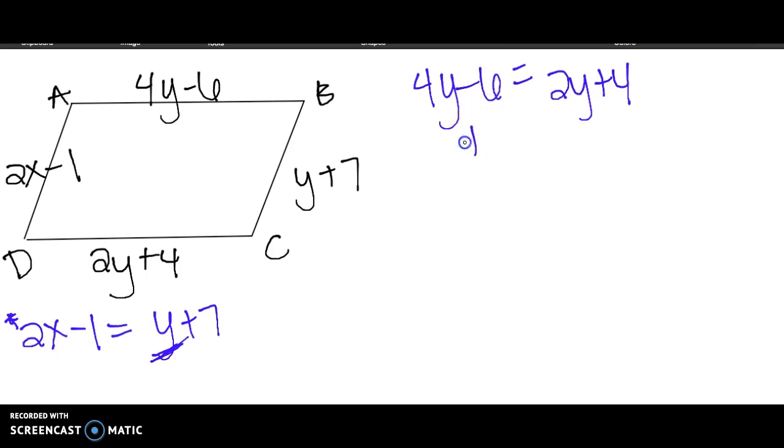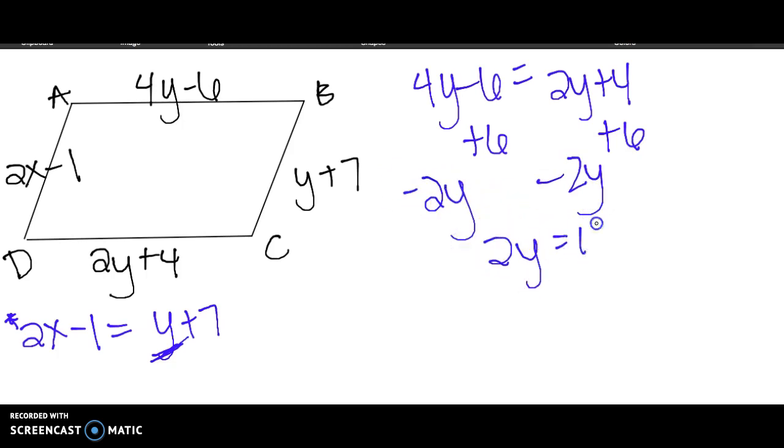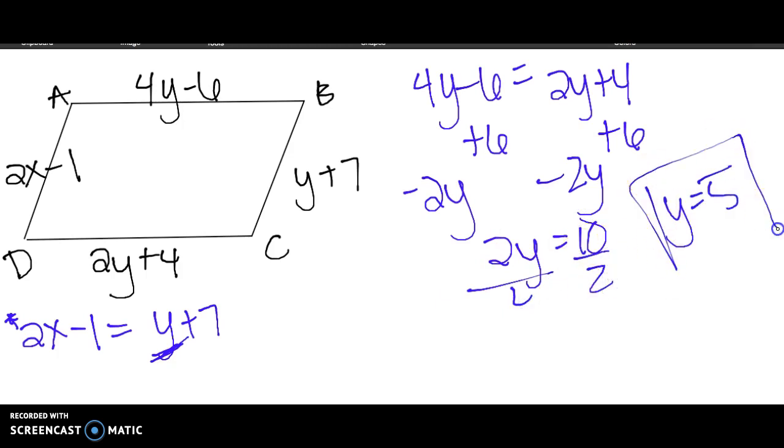So if I wanted to solve for y, I would add 6 to both sides, subtract the 2y from both sides. So I got 2y equals 10. Divide by 2, I got that y equals 5. So there's my value of y. I still need to know x. So when I go down here, I'm going to do 2x minus 1 equals, but then instead of y, I can put this 5 that I just figured out.